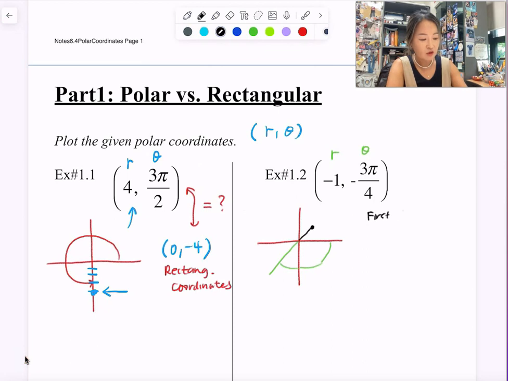First quadrant. Okay? Now, if you don't understand this, stop the video. Ask me or ask your friend or call someone right now. Okay? Do you understand why we ended up in the first quadrant? We had to back it up. We traveled this way, so we're looking here, looking that way, but we have to go backward 1. Okay, that negative 1. So this is negative 1, negative 3 pi over 4.